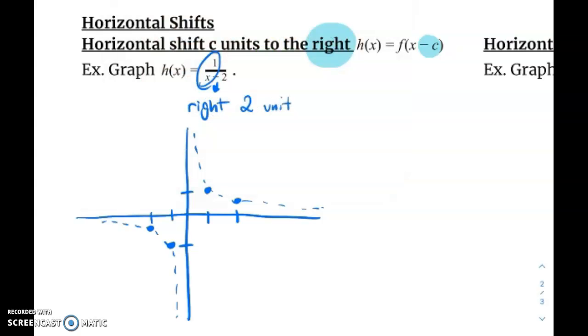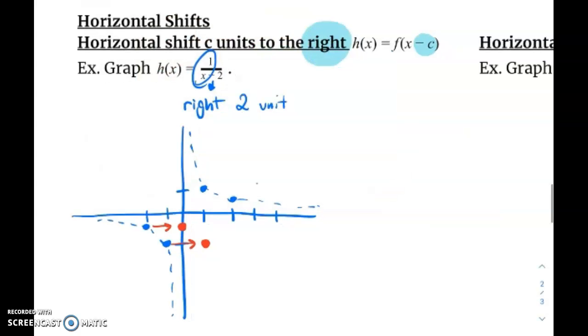So instead of -2, it'll be at 0, with a value of -1/2. And then instead at -1, it'll be at 1. So 1, 2. Instead of 1, it'll be at 3. And instead of 2, it'll be at 4. Which means the asymptote, or the center of it, has actually moved to 2. And that would be a picture of your graph.